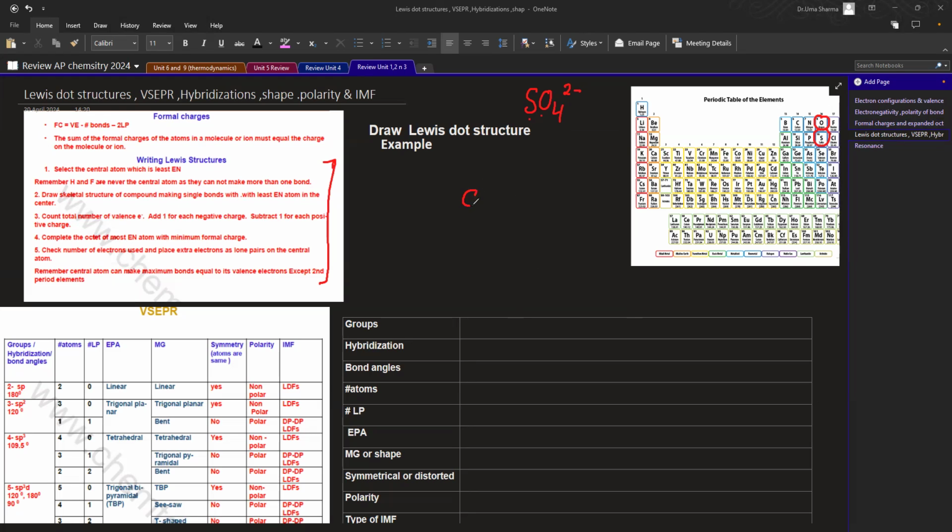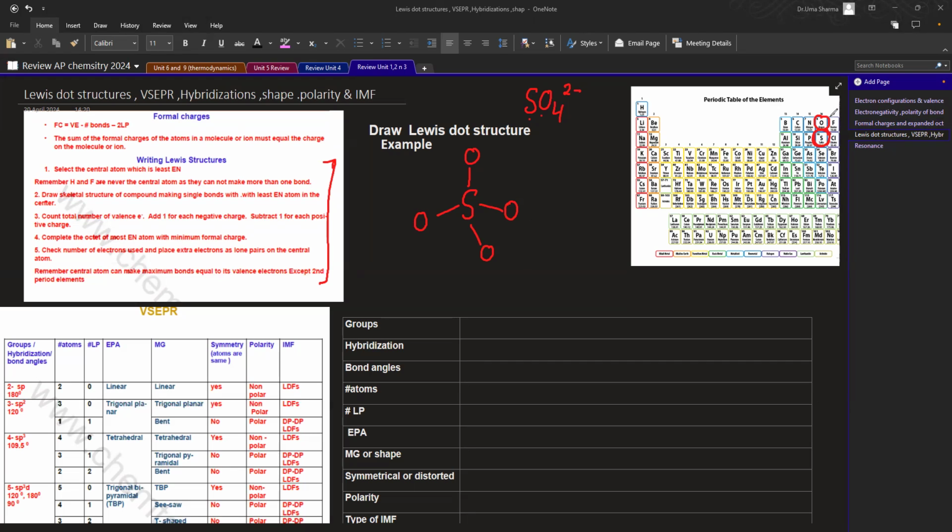Sulfur. Put it in the center. Rule number 2, make the skeleton with other atoms. The other atom is oxygen. Right? So put oxygen. How many maximum bonds can sulfur make?